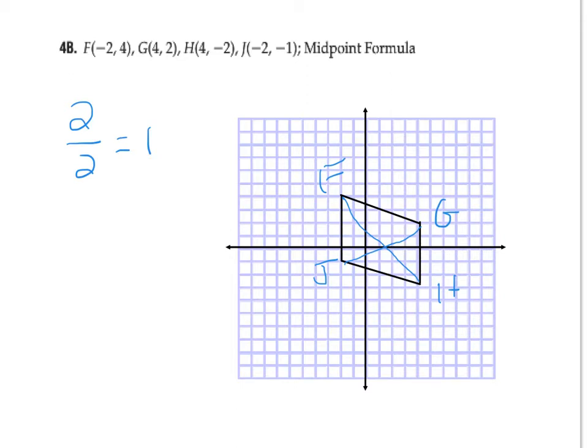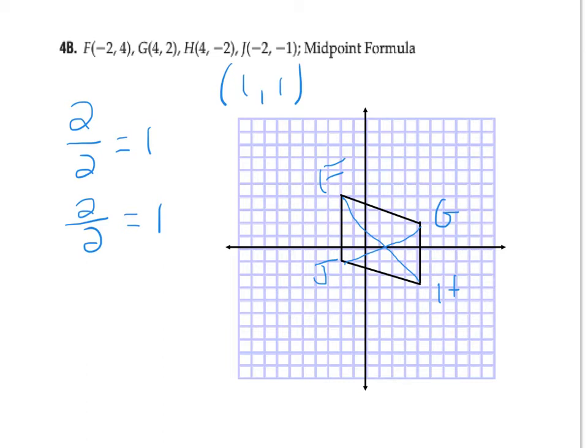My y coordinate for the midpoint of FH is going to be the sum of my y's, which is 4 plus -2, which is 2, over 2 equals 1. So the ordered pair for the midpoint of FH is (1, 1). If we find the same midpoint for GJ, then we know that this is a parallelogram because the diagonals bisect each other. So let's look at GJ now.